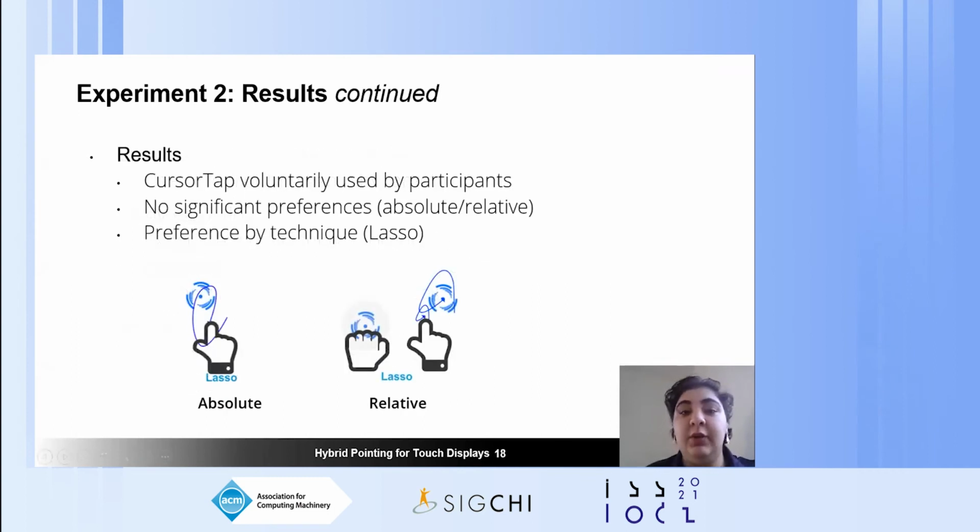In general, there was a preference for a relative technique because of fatigue and speed, and absolute for accuracy. The black hole or the lasso tool was preferred for all three different techniques, so they liked it more than the shield or the cannon.